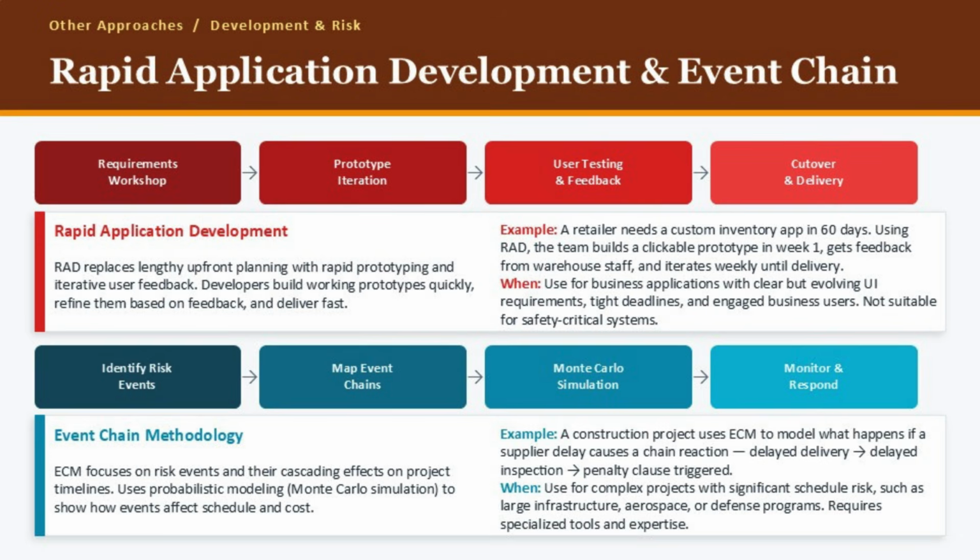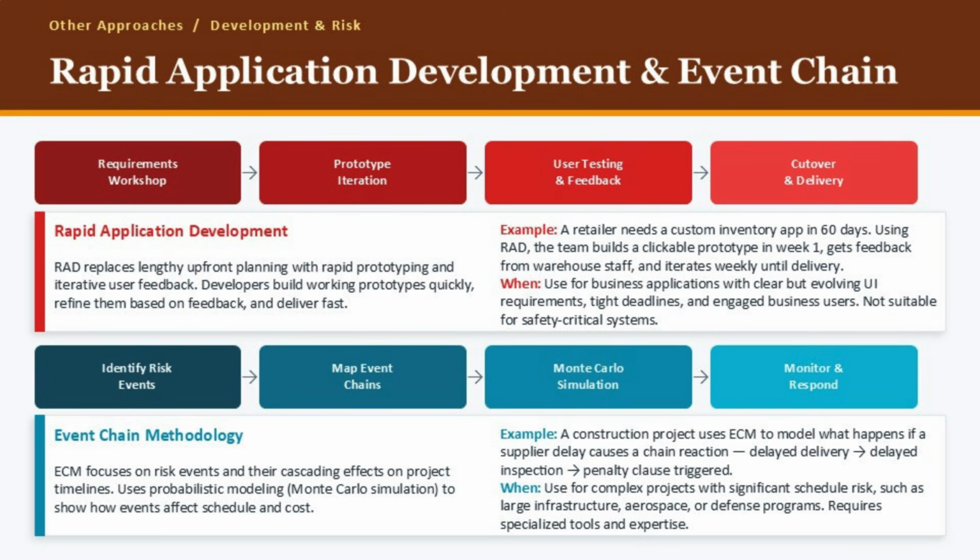Event Chain Methodology, or ECM, is a risk-focused approach. It recognizes that projects don't fail due to poor planning alone, they fail because unexpected events trigger cascading consequences. ECM uses probabilistic tools like Monte Carlo simulation to model how risk events affect your schedule and cost.